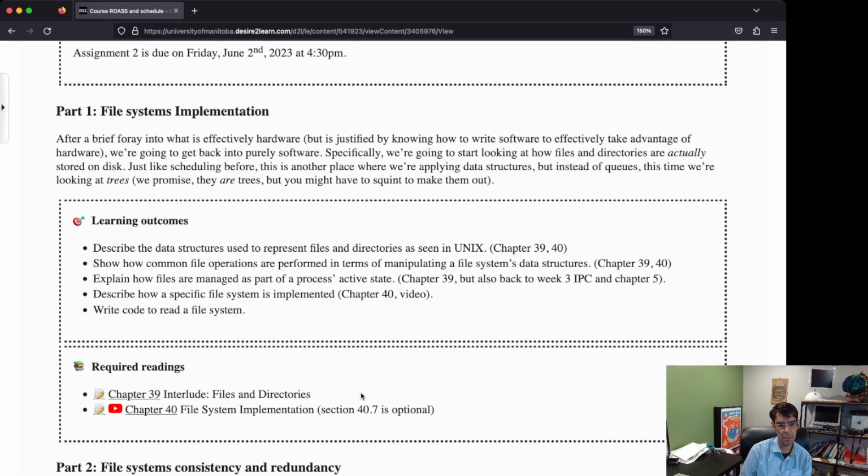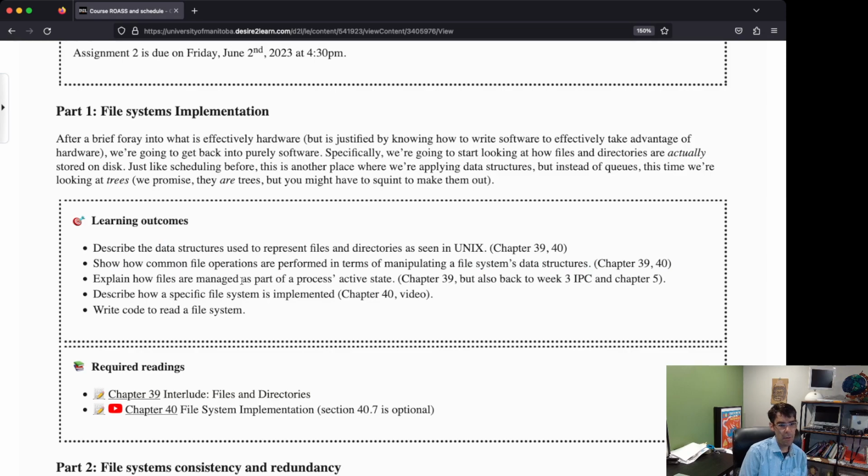This is not something that you are being assessed on in your assignment. We're not modifying any of a file system's data structures in lab 3 or assignment 3. We're only reading them. So this learning outcome is not being assessed in the lab or the assignment because we're not actually making any changes to a file system.